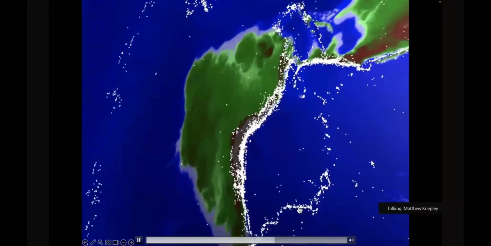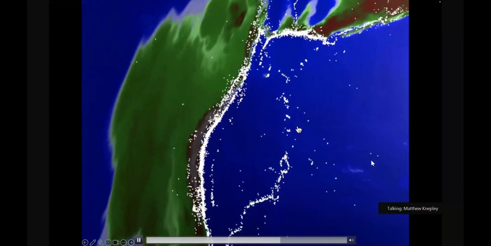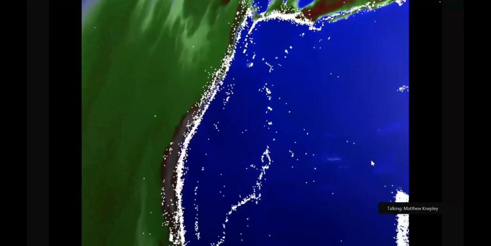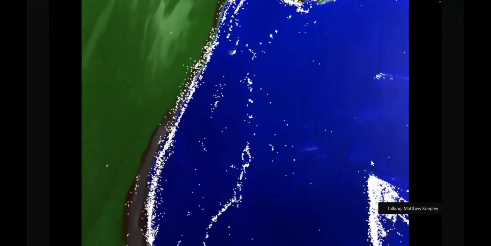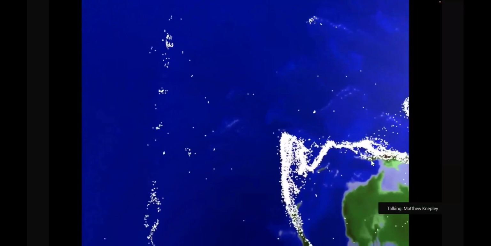And so these clusters of earthquakes outline the tectonic plates. The shallow ones outline either transform boundaries or spreading centers. Transform is where you have shear. Spreading centers is where you have divergent motion.